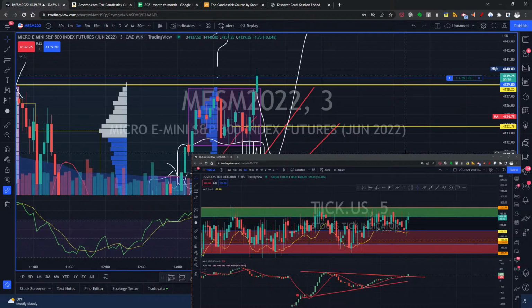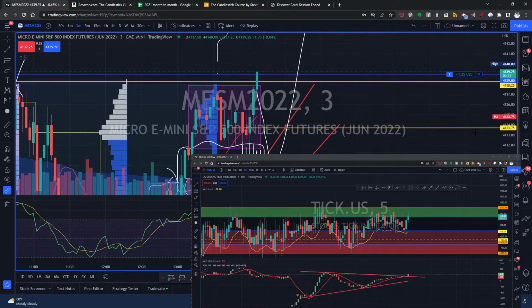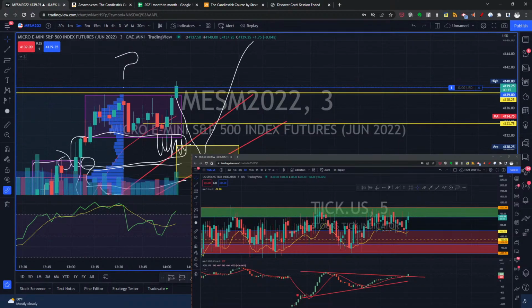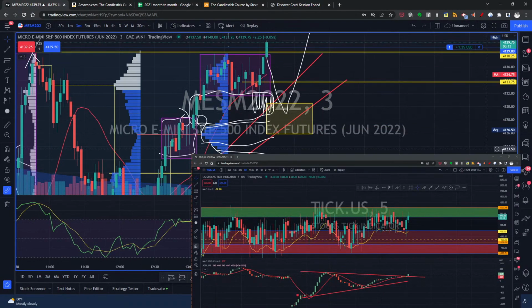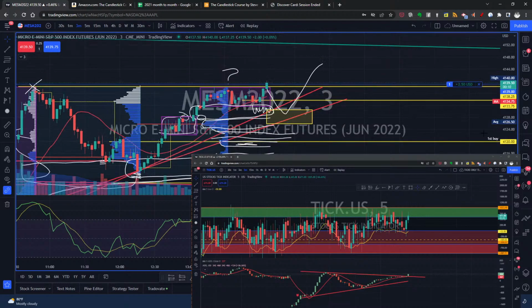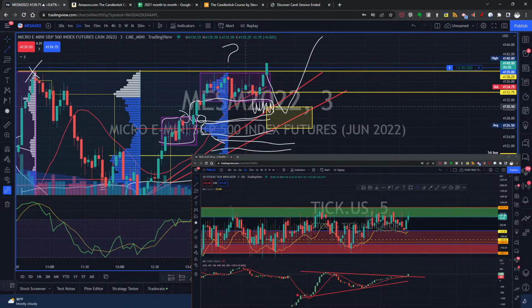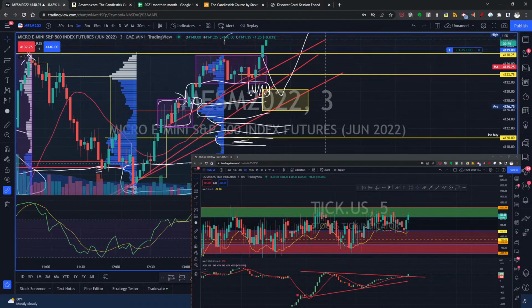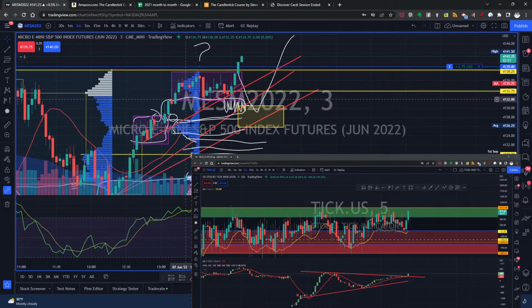So let's see how this close goes for this 3-minute candle here. Because of this also, we now have a steeper trend line that we can draw from here to here. You guys see that? So it rejected this LVN here. You guys see that? There was no volume in this area, and it did not want to trade back into this area.